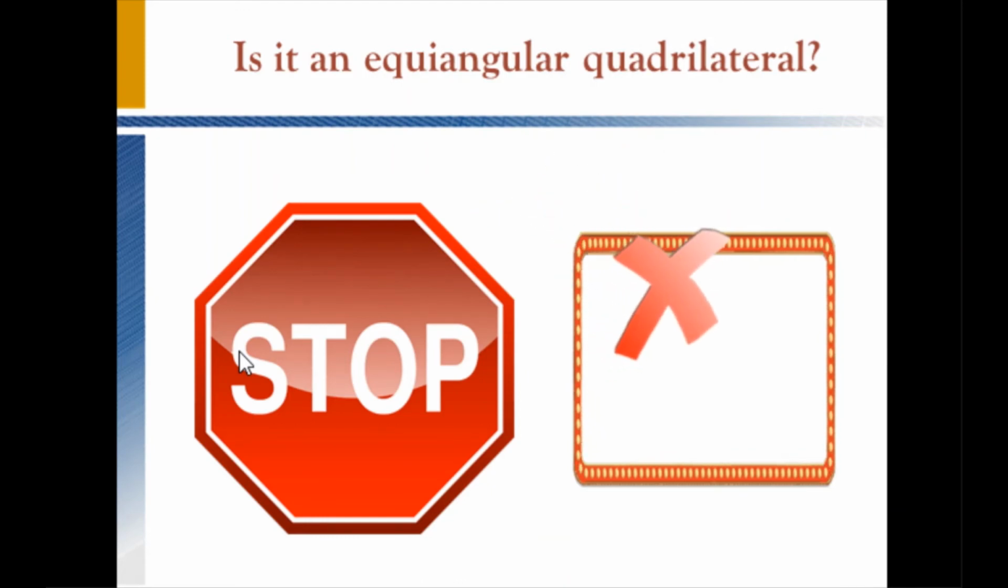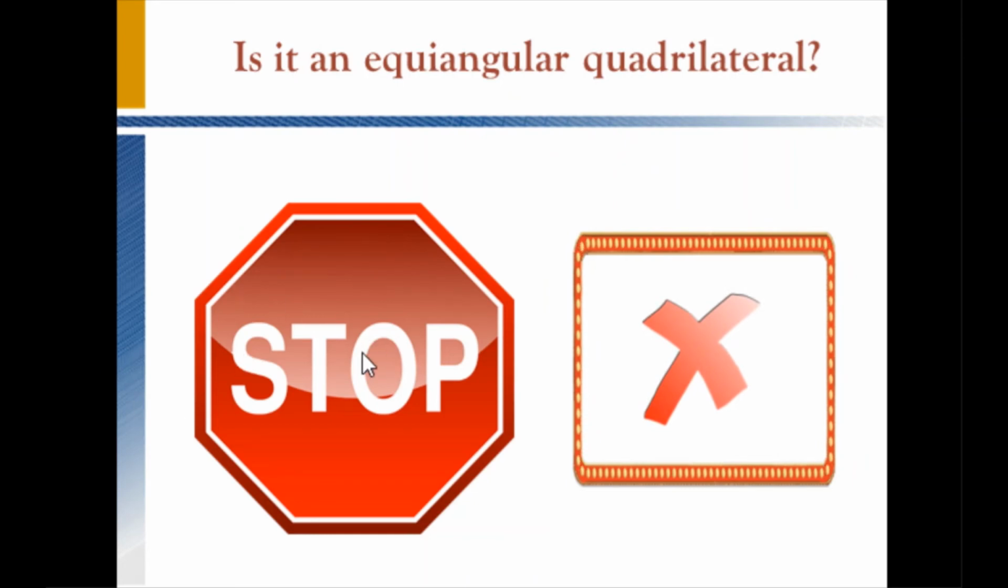X. Very good. This stop sign is not an equiangular quadrilateral. Very good. It's not. So again, take note. If you say equiangular quadrilateral, it must be that it has 4 angles on it. Not 2, not 3, but 4 angles. Understood?